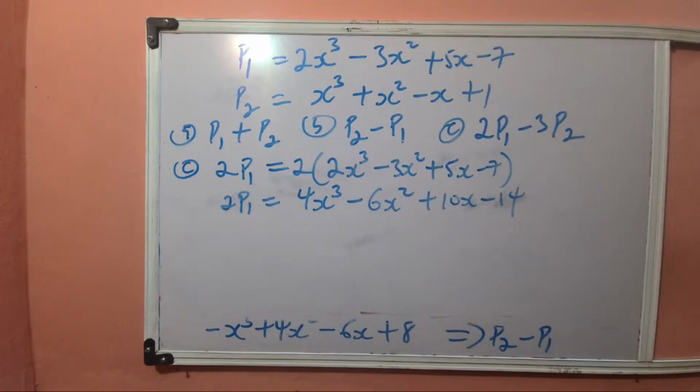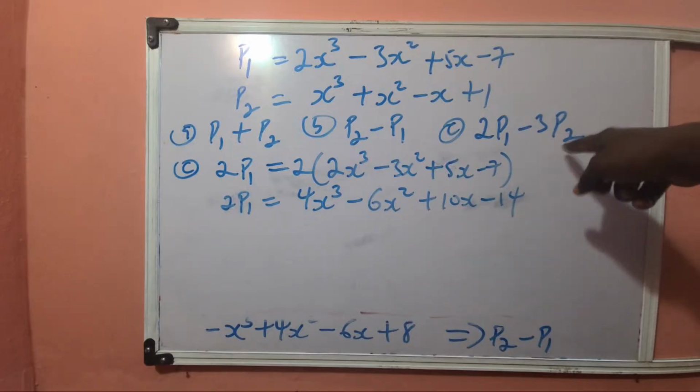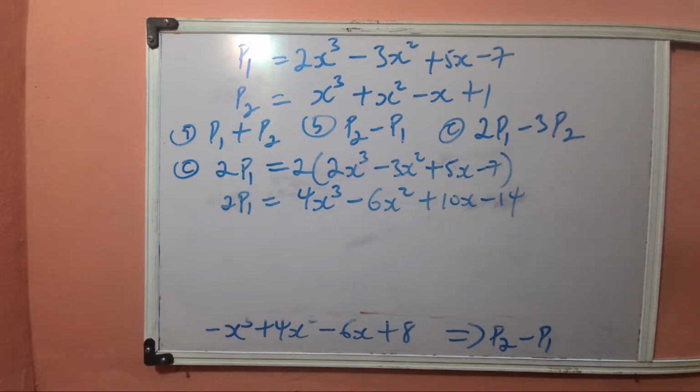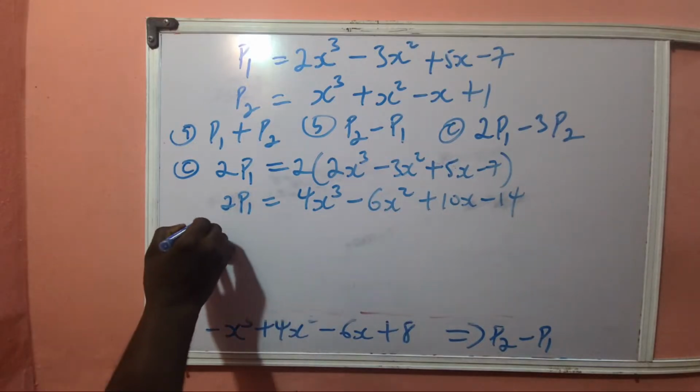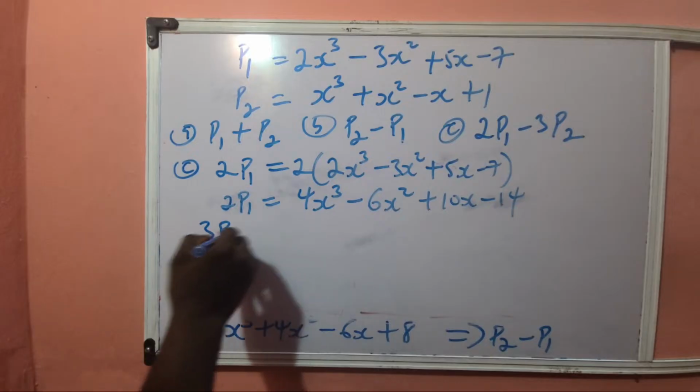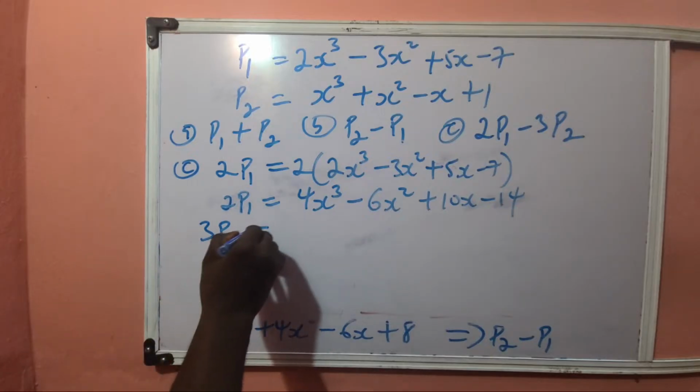So I want to go on to find 3P2. This will be 3P2. That's 3 times the polynomial 2, the second polynomial.